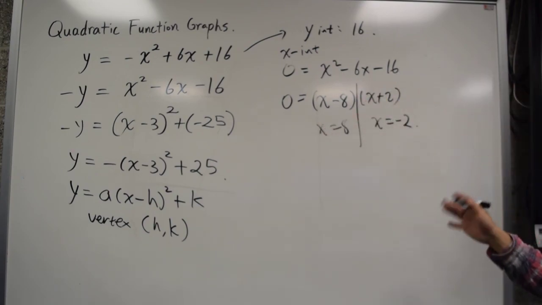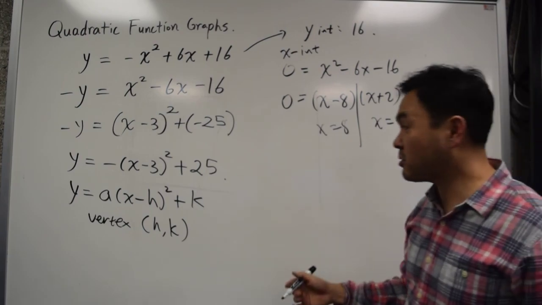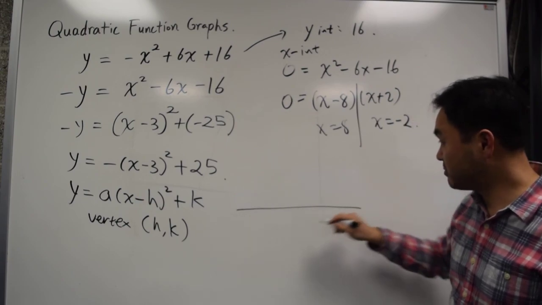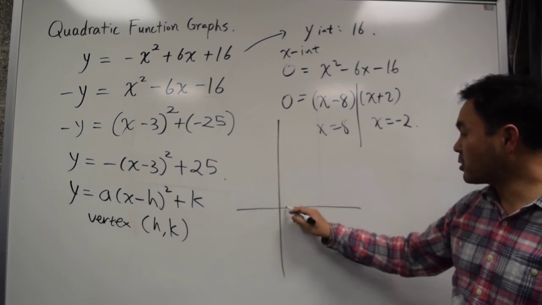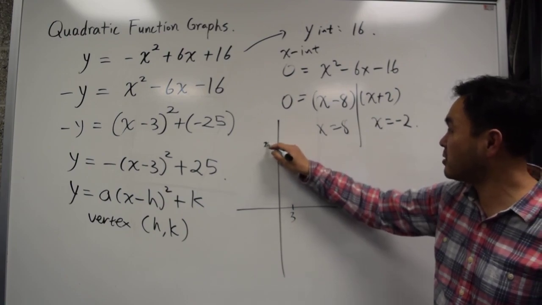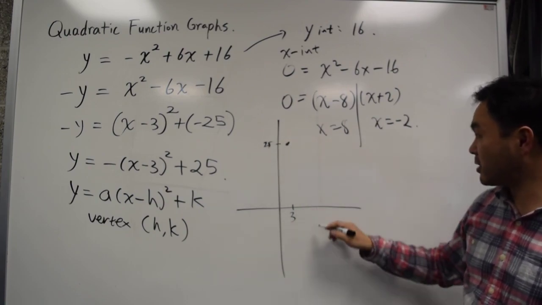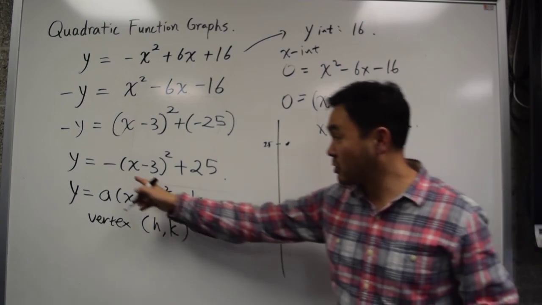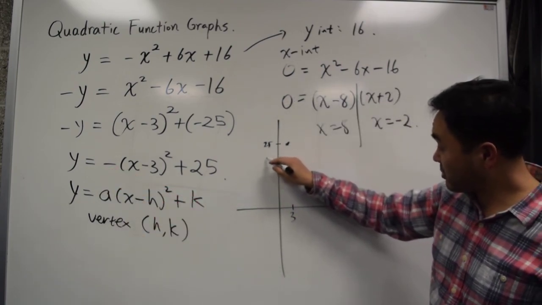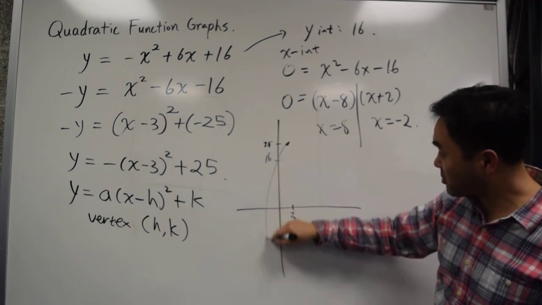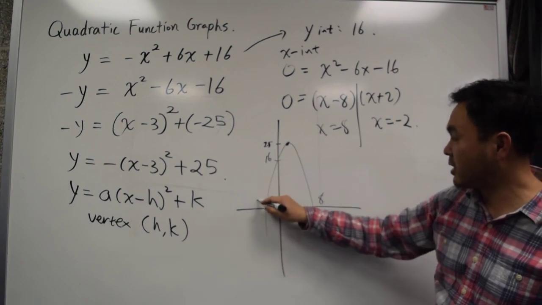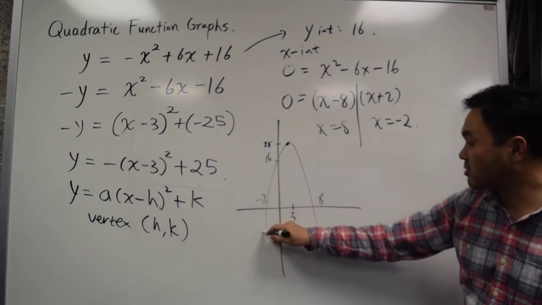So we got the x-intercept, we got the y-intercept, we got the vertex. Vertex is 3 comma 25. So we can draw the graph. Okay, so let's just say this is 3 and 25 is all the way here. So here's the vertex, and then it's upside down because a is negative 1, right? And also 16 is the y-intercept, so it goes down like that. And I know that the x-intercepts are 8 and negative 2. So that's the complete graph.